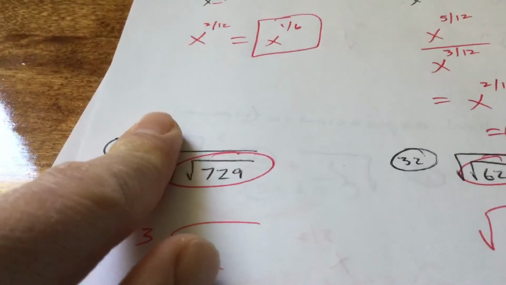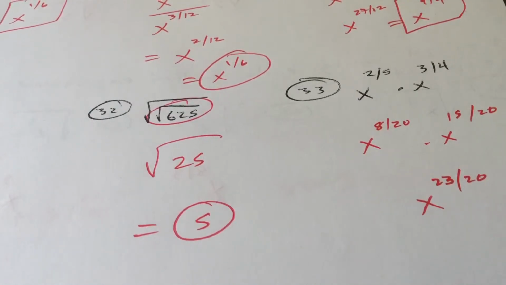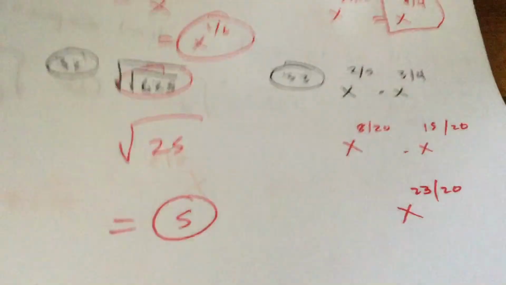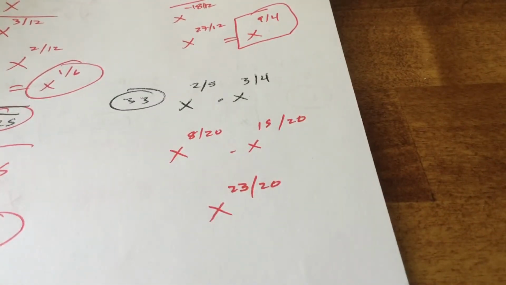The square root of 729 is 27. Then you take the cube root of it to get 3. The square root of 625 is 25. You take the square root of that to get 5. When you're multiplying, you add the exponents. Get the exponents to be the same base.